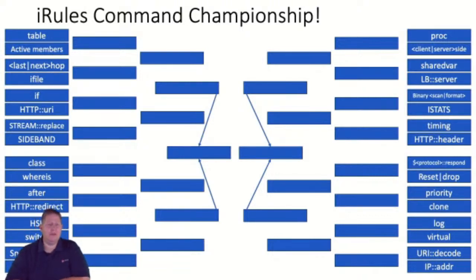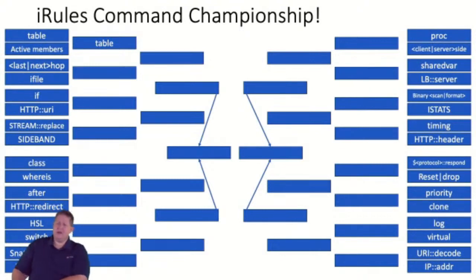So table and active members. So we talked about table. Active members is an interesting one. You can take a pool and send an active members query against that, and it'll give you the number of members in that. That's really useful for doing things like maintenance pages. So if you want to serve a maintenance page from iRules, you can take the number of active members, or if you want to be able to adjust loads, you can see how many are available in the pool and then act accordingly. So my winner there is table. Table's far more powerful and used far more often than active members, but active members is still a great command.